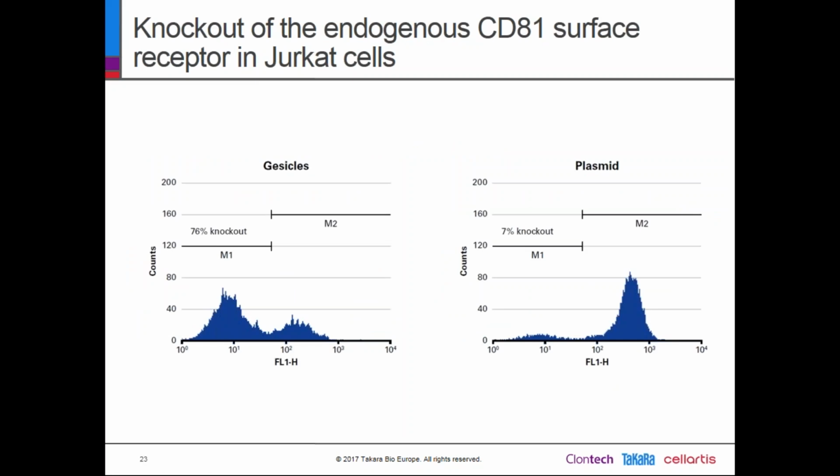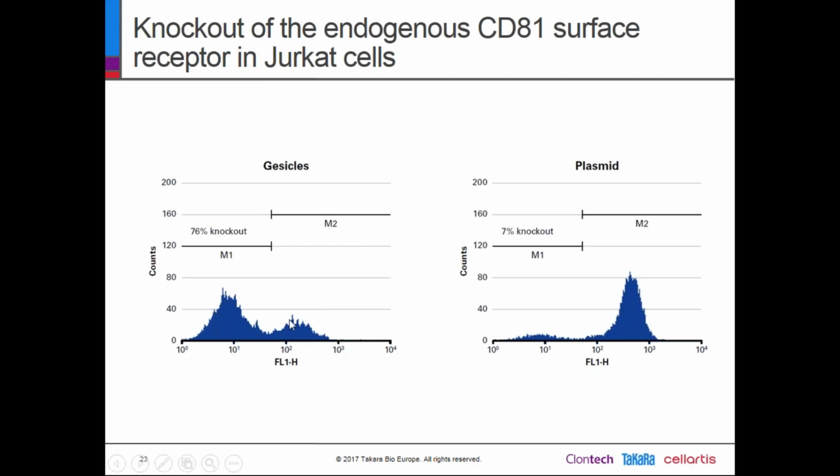In this example, we knocked out an endogenous gene, so this was not a knockout in stable clones, but the endogenous CD81 receptor. This is a nice model because it's a surface receptor that you can easily label using a FITC conjugated antibody, for example. The fluorescent signal in the flow cytometer will give you an indication of the presence of the surface receptor on the cell membrane.